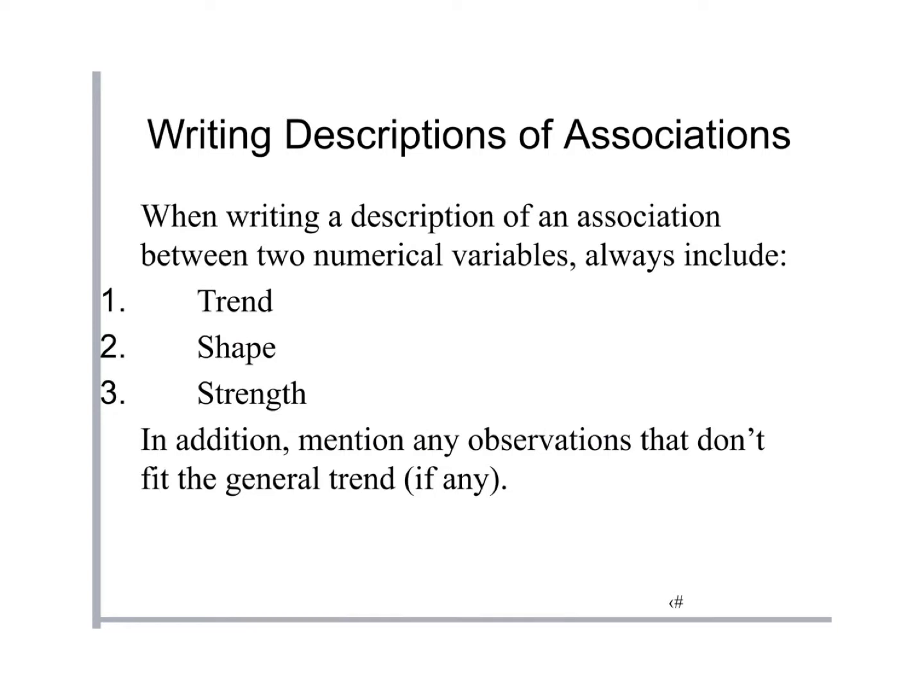Okay, so just to recap, when you write a description of scatter plots, you're going to discuss the trend, shape, and strength. Also, in addition to that, any observations that don't fit. For example, an outlier: if there's a point way out in the top on the right side or way on the left side, you're going to discuss that as an outlier.